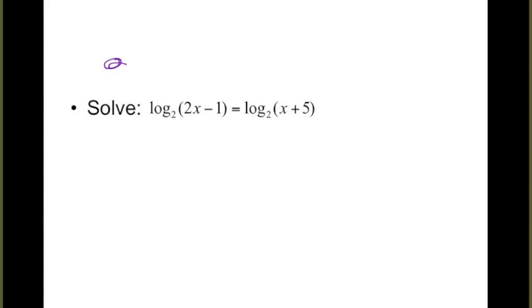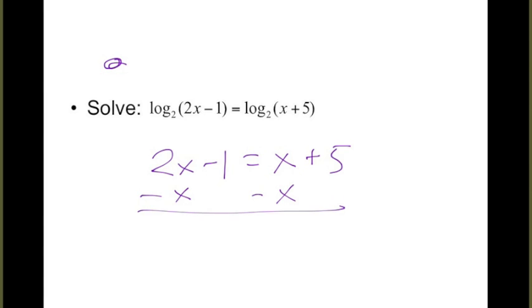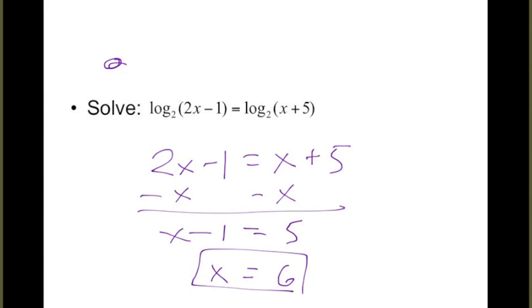Solve this example. Okay, so to solve this one, we've got log base 2 on one side, log base 2 on the other side. So the insides must also be equal. Subtract an x from both sides. And add 1 to both sides. And you get x is 6.